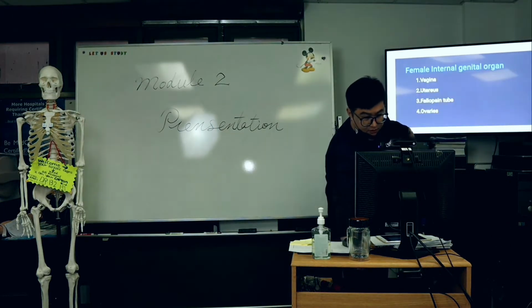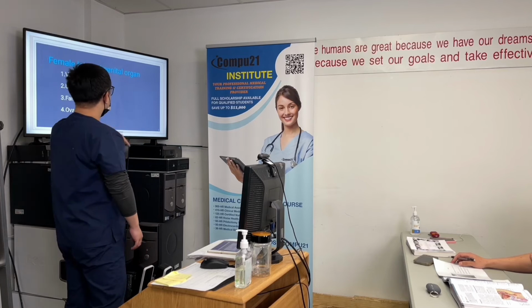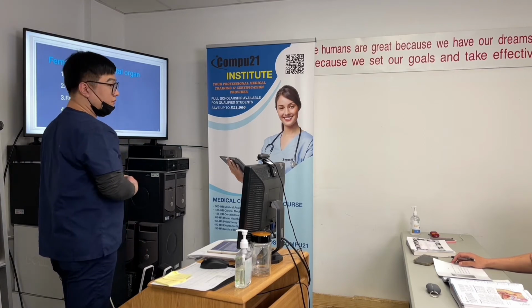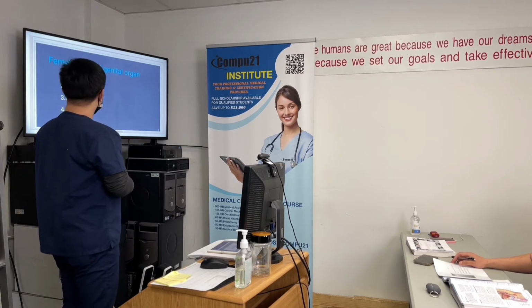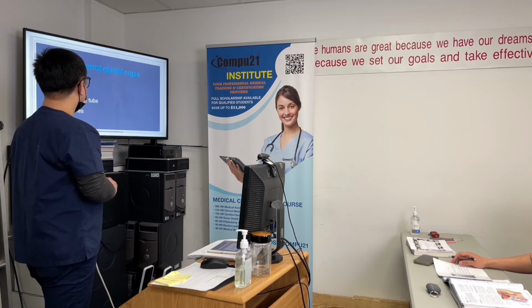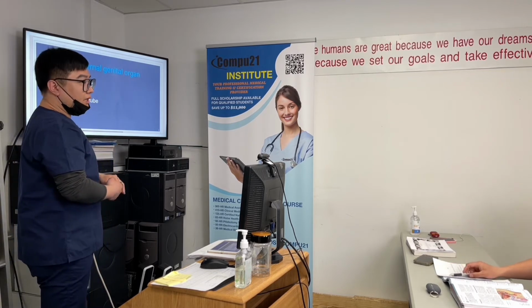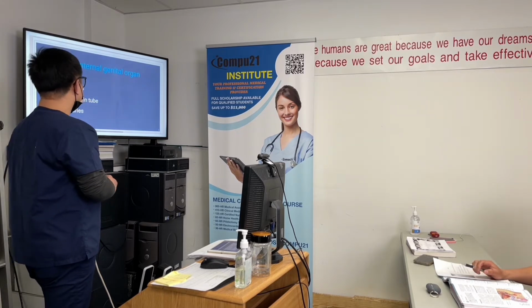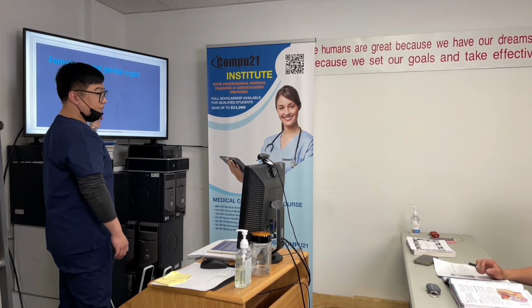So let's go first. The female internal genital organs have four main parts. The first is the vagina, the second is the uterus, and the third is the fallopian tube, also called the uterine tube. The last one is the ovaries.